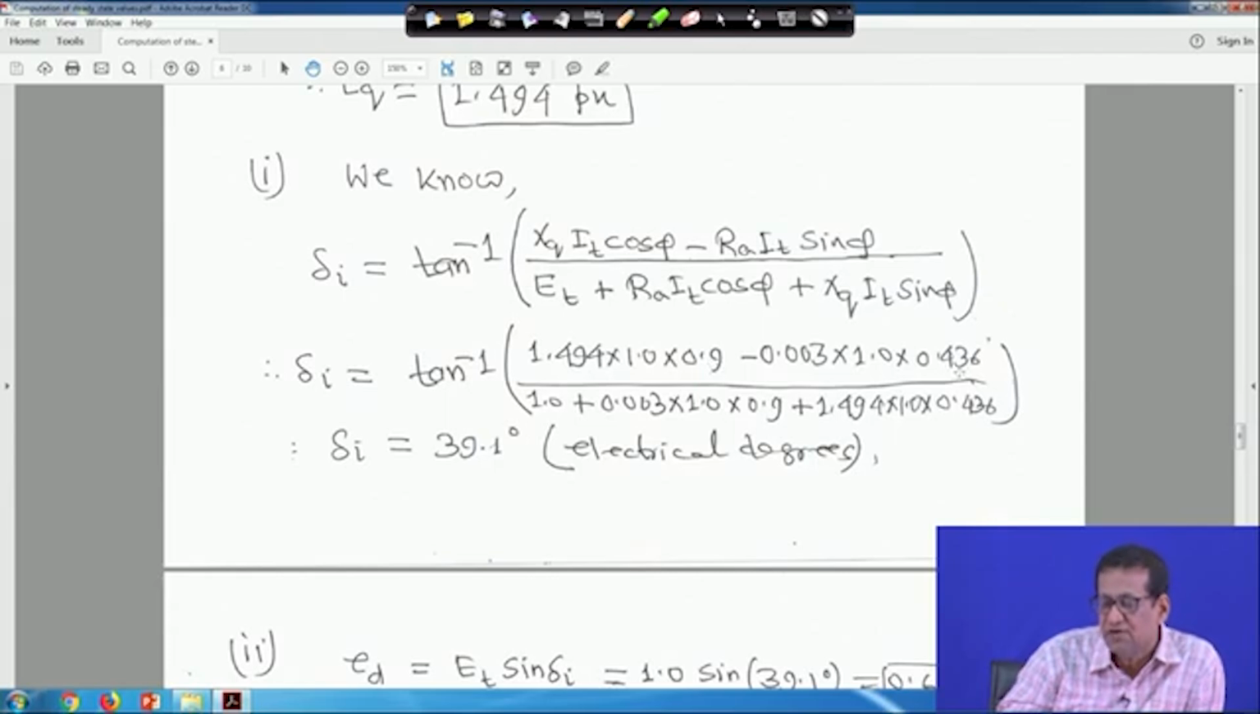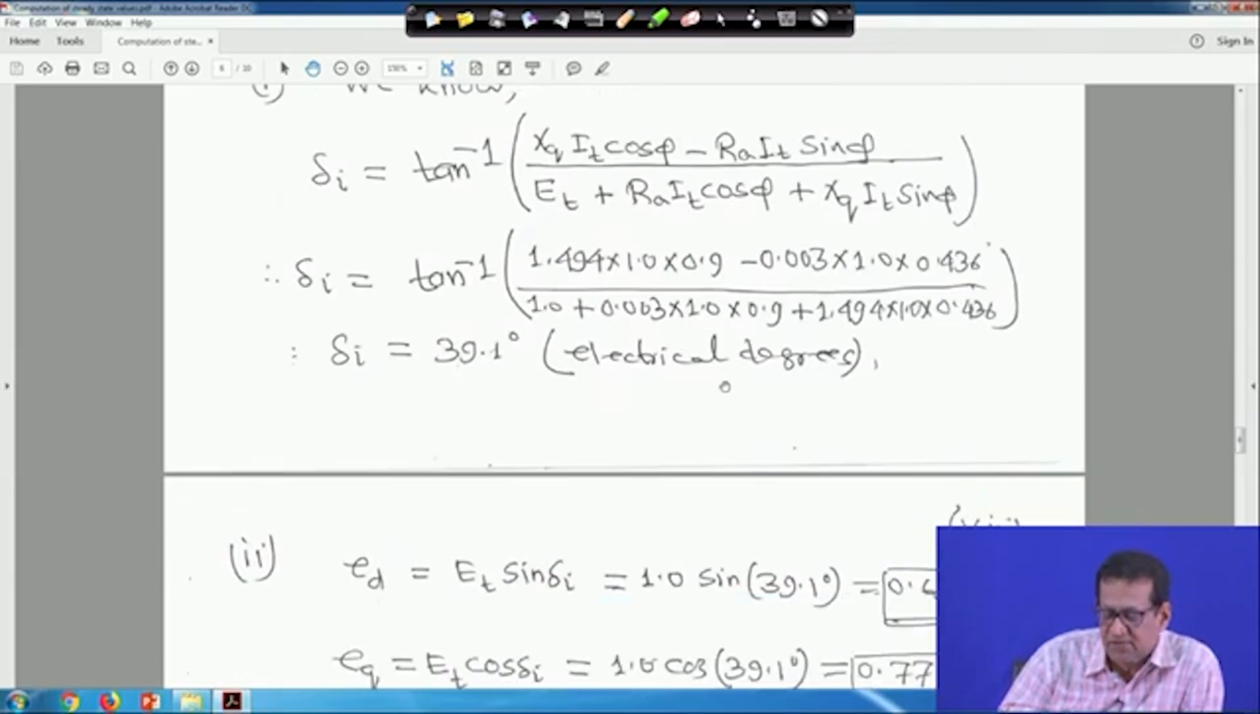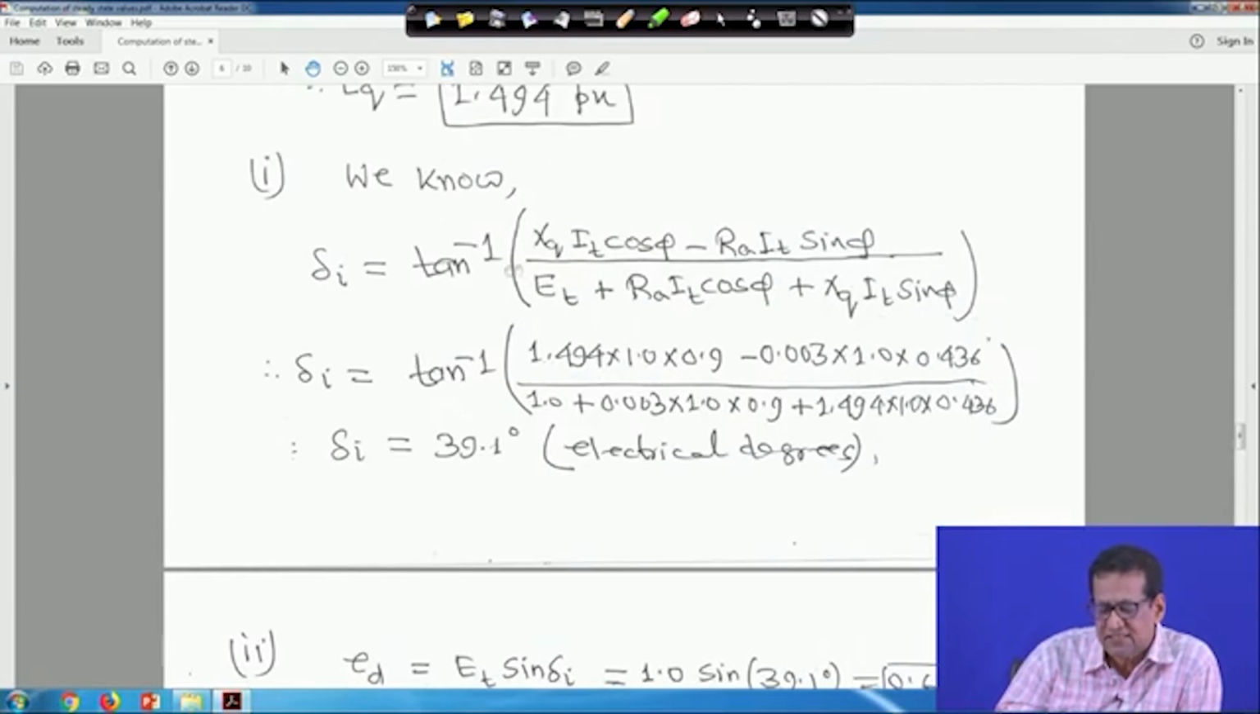So, sin phi will be 0.436, right, divided by ET. ET is 1 plus RA IT, RA is 0.003 into 1, IT is 1 into cos phi, that is 0.9, plus XQ is 1.494 into 1.0 into sin phi 0.436. If you solve it, delta will be 39.1 electrical degrees, right, that is the internal angle of the machine. So, only thing is that you have to compute in correct fashion.